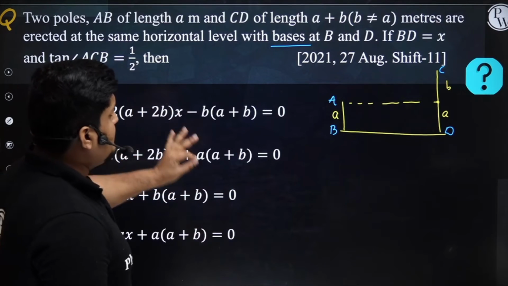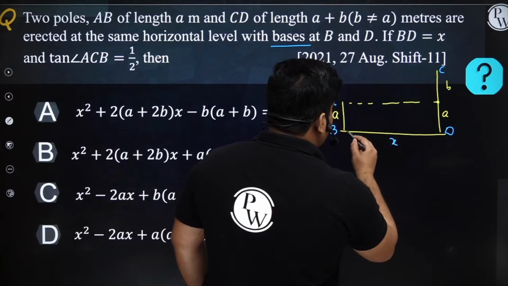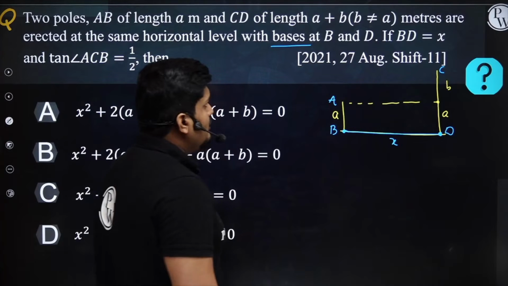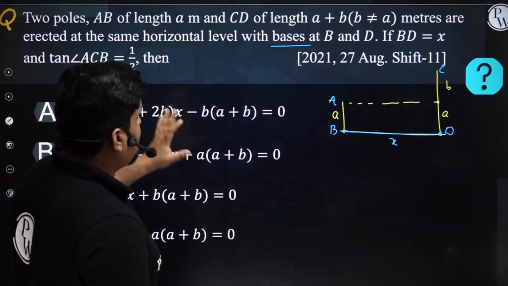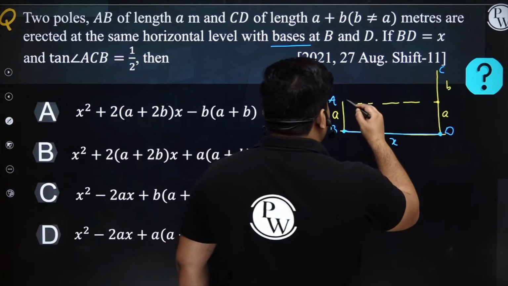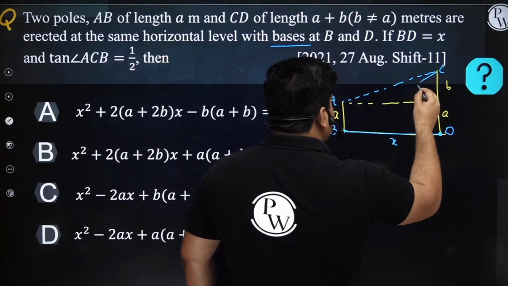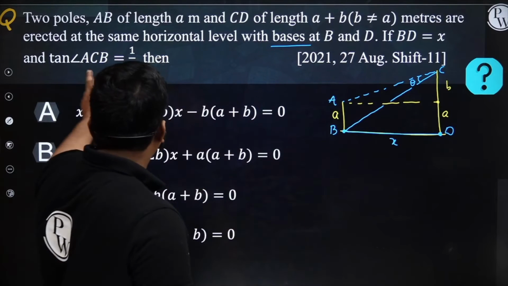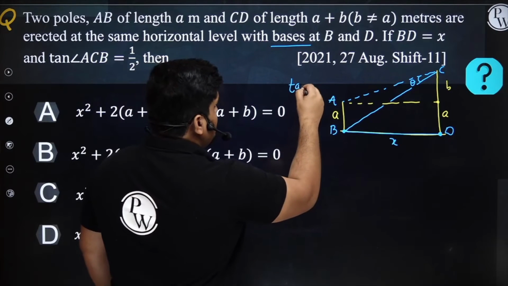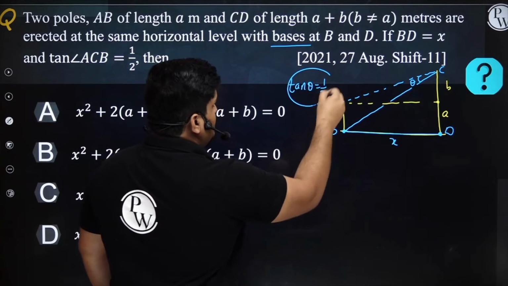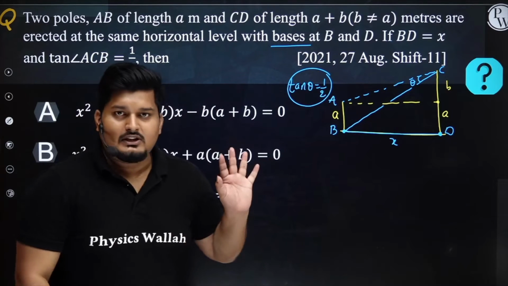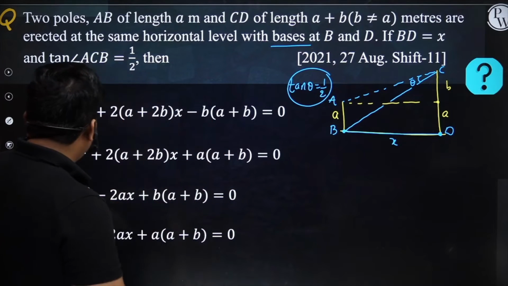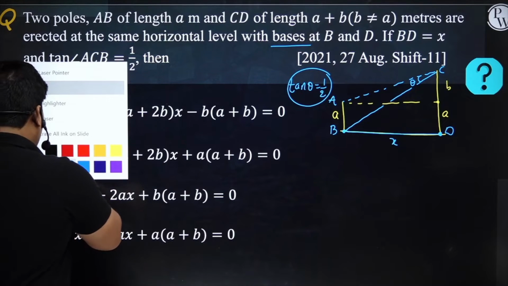Now the length BD is said to be x. This length BD is given as x. Fine. What is next? Tan ACB is 1 by 2. Guys, tan ACB. This angle, this theta. Tan of ACB. So tan theta is given as 1 by 2. Clear? So what is it that we have to find out? We have to find out a relation in x. We have to find out basically a quadratic here.